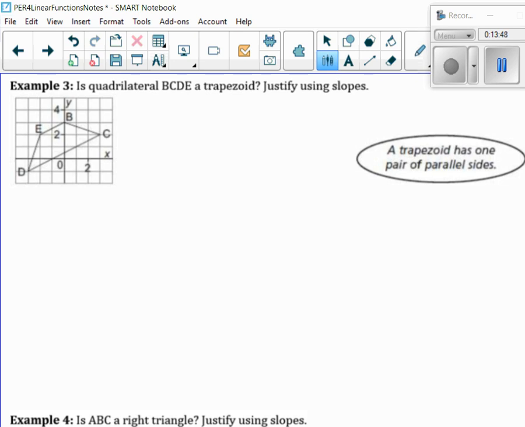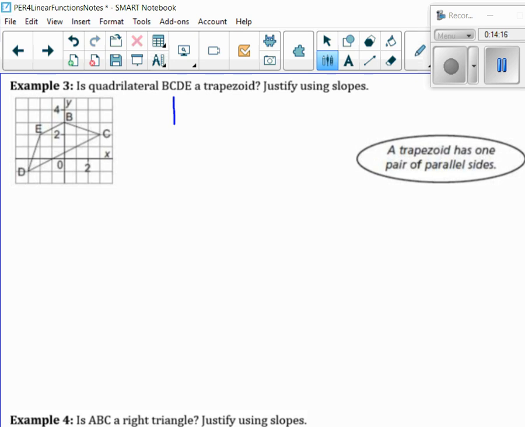Okay, so a trapezoid, all of those that I mentioned, like the rectangles and squares, they have 2 sets of parallel lines. Yes? A trapezoid is the only one that I mentioned that only has 1 set of parallel lines. So, oh, it says right here, a trapezoid has 1 pair of parallel sides. So we need to look at them and find the slope. So we have to do all 4 slopes here.